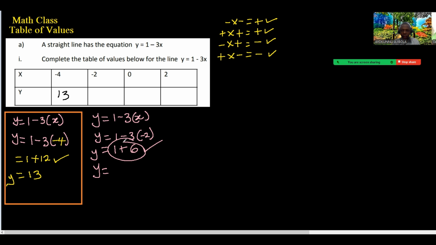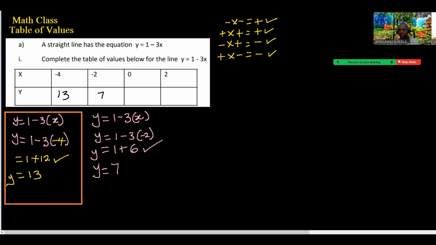Just add up what's on the outside. So, y is what? Add this up. That's y. So, what's y now? Your screen is just turning blank. Y is going to be 7. So, I'm going to put 7 in the bracket and on the table, okay?